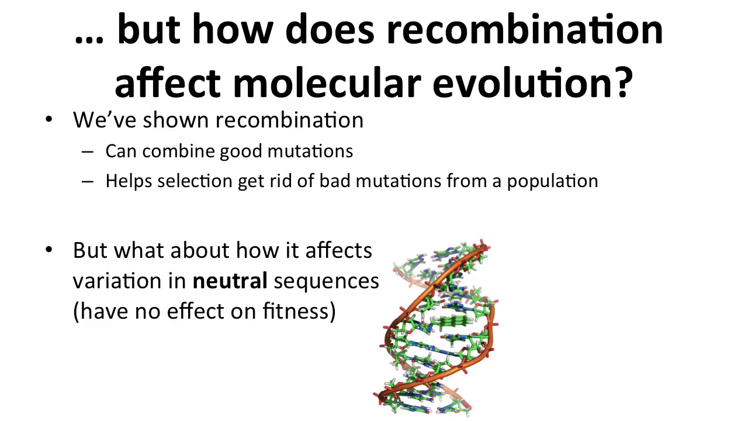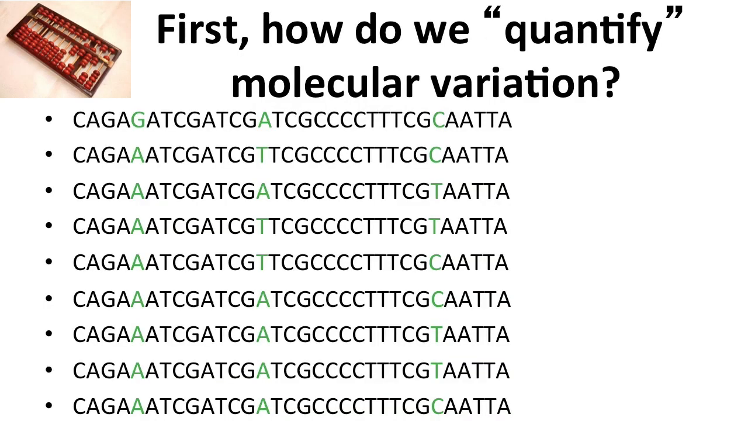But again, the question we want to ask now is, how does recombination affect variation in neutral sequences, sequences that have no direct effect on fitness? Well, the first question we have to ask before we ask that is, how do we quantify molecular variation as a whole? So we have here 9 different sets of sequence, and these are potentially from different individuals. So this could be from individual 1, 2, 3, 4, 5, etc.